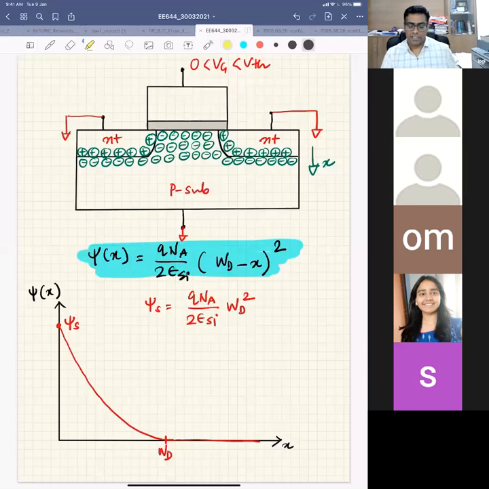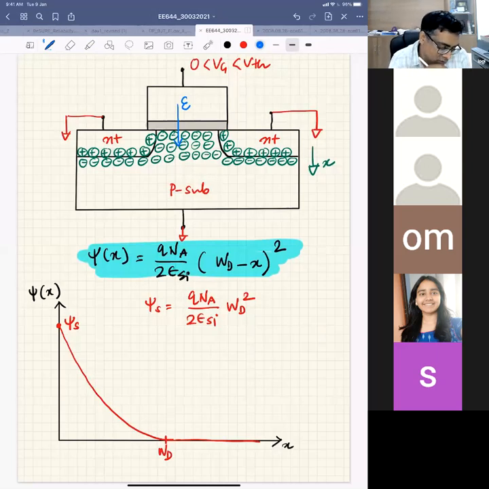To recap the things, when you apply a positive gate voltage to the gate of a MOS transistor, here I am taking the example of an NMOS transistor, there is an electric field from gate to substrate. This electric field repels the holes and exposes the negatively charged acceptor ions, right?